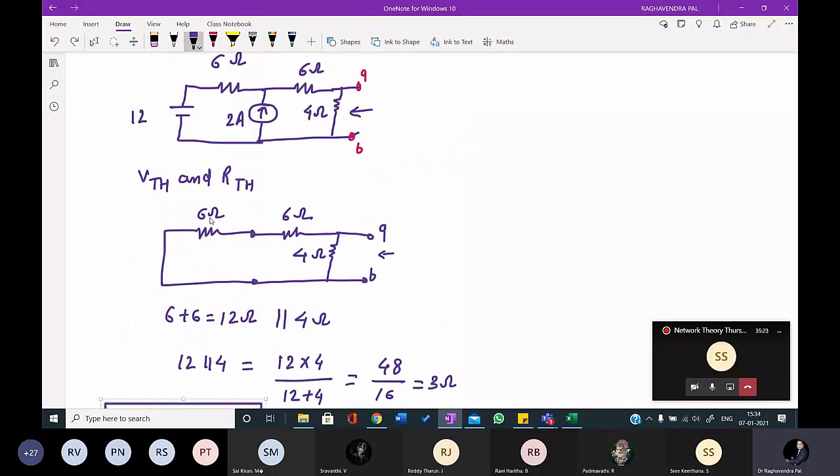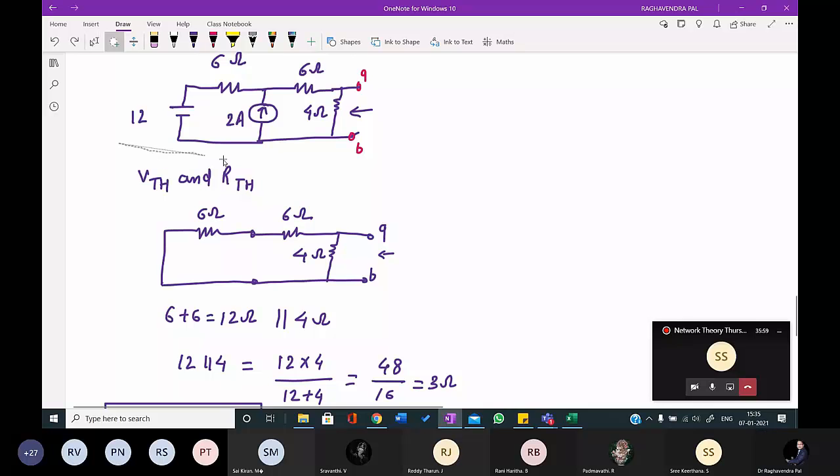Now we will have to calculate VTH. Now calculating VTH is a little bit tricky task. Not tricky, just a little bit lengthy in this circuit. Why? Because there are two sources. Now how to calculate due to two sources? What is VTH? VTH is the voltage across A and B. So what is the voltage across A and B?